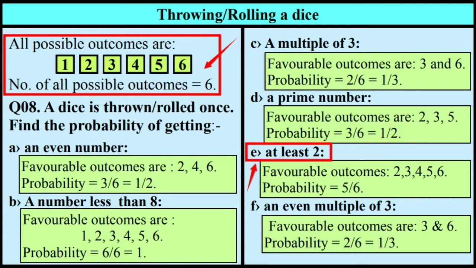Number E. Find the probability of getting at least 2. It means 2 or more. I find favorable outcomes are 2, 3, 4, 5 and 6. Hence, the total number of favorable outcomes is 5. Therefore, probability is 5 by 6.